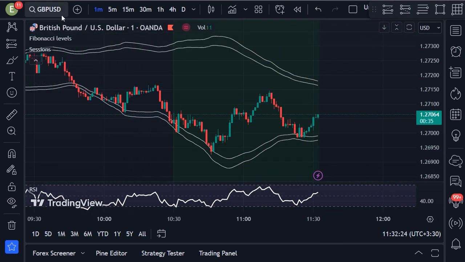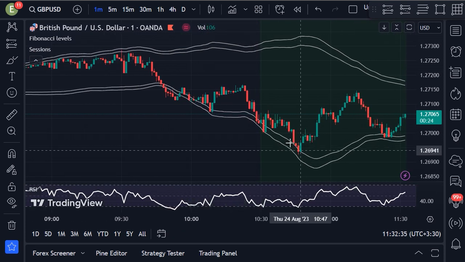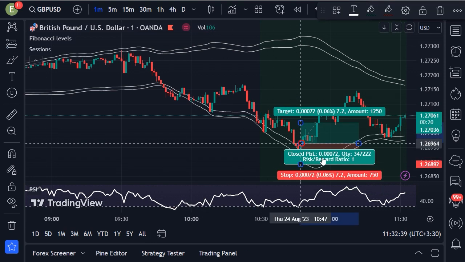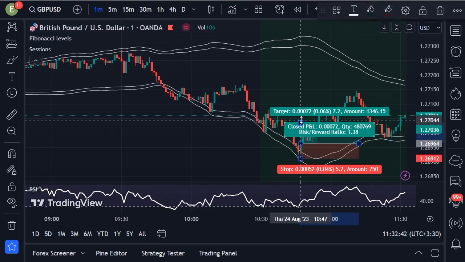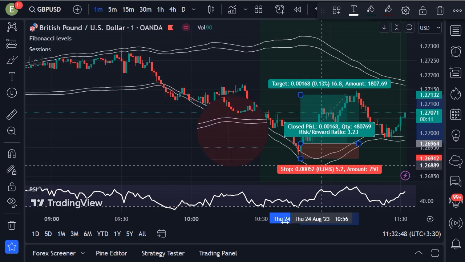Let's move on to some examples on the GBP/USD chart. As you can see, the price hits Fibonacci levels. Our RSI is in the overbought zone, and we are in our own session range. So we have 3 entry conditions and can enter a position. This trade closed with a good profit with a risk to reward ratio of 3.